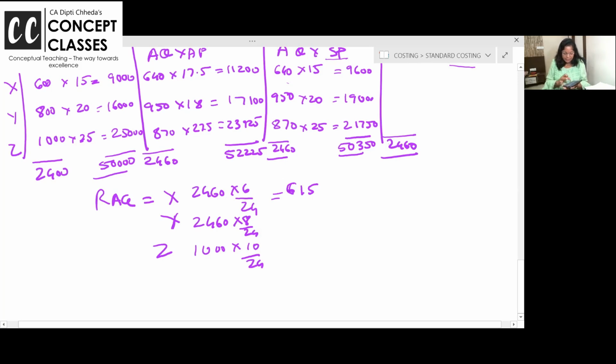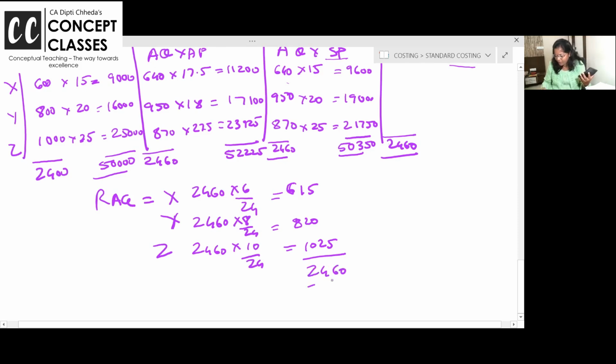2460 into 8 divided by 24. 820. 1000 into 10 divided by 24. Arre bhai, sorry, 1000 nahi, 2460 into 10 by 24. 1025. Total karo: 1025 plus 820 plus 615.